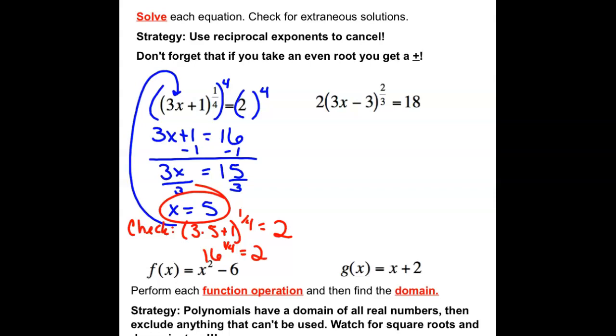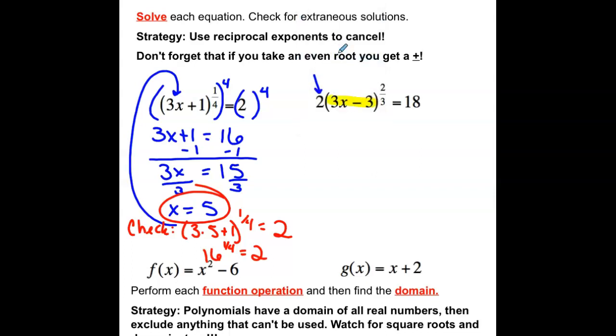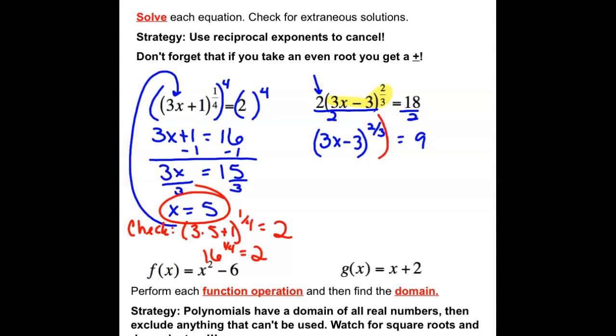All right, on our next one, we have to first get rid of this 2 because we're trying to isolate the piece that's inside either the root symbol or raised to that fraction exponent. So we want this part here to be all by itself. So let's divide out our 2. We get 3x minus 3 to a 2/3 power now equals 9. To undo a 2/3 power, we have to use the reciprocal, which is a 3/2.